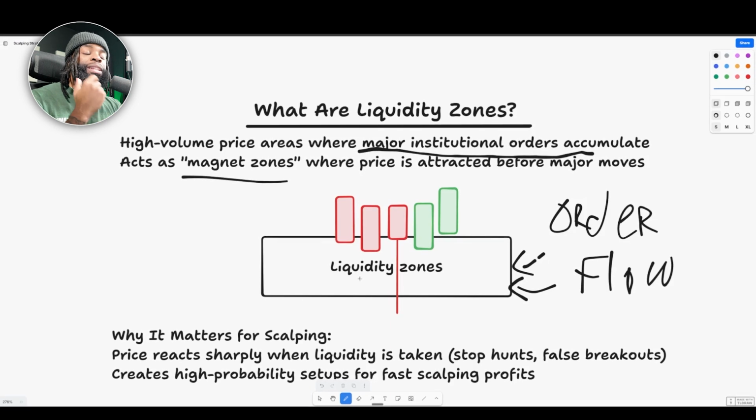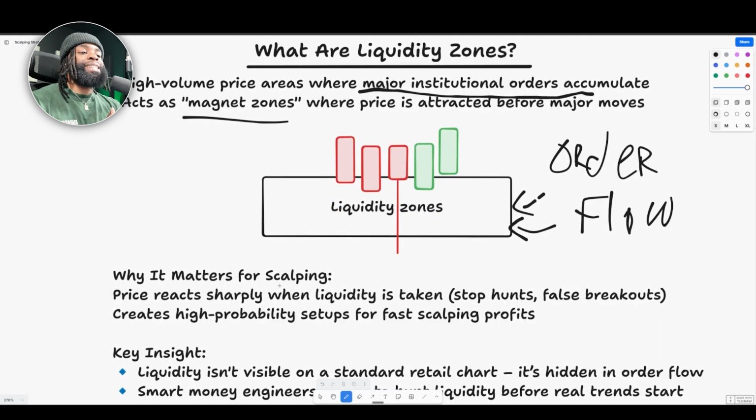But if we take this in the aspect of a scalper, we can use this to identify stop hunts, identify false breakouts, and get high probability trades for setups to catch faster scalping plays. And this is exactly what you guys just saw happen with the gold.